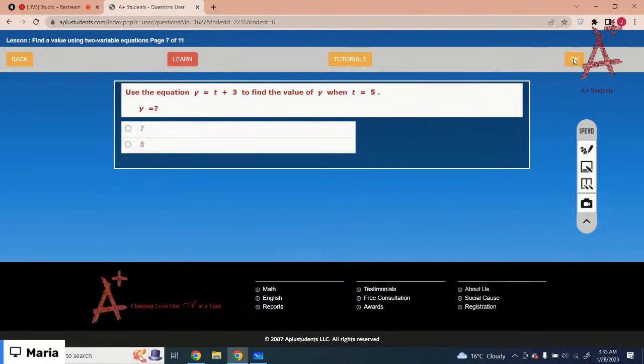Okay, the next one is use the equation y equals t plus 3 to find the value of y when t equals 5. So just replace the variable t with 5. It would be 5 plus 3. So 5 plus 3 makes, yes, it is 8.